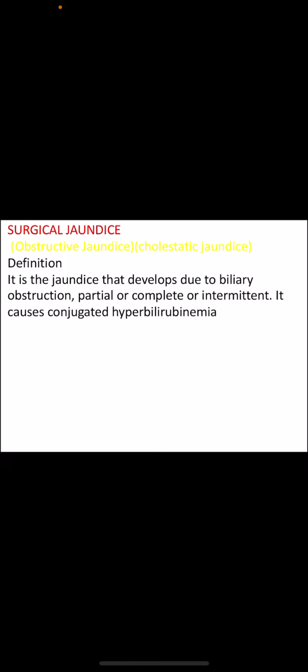The partial one may start with a cause, maybe cancer, then progressively increase with time until the obstruction becomes complete. Or the intermittent one is due to a stone that sometimes obstructs the lumen of the biliary tube and sometimes does not. That's why the jaundice will be intermittent.